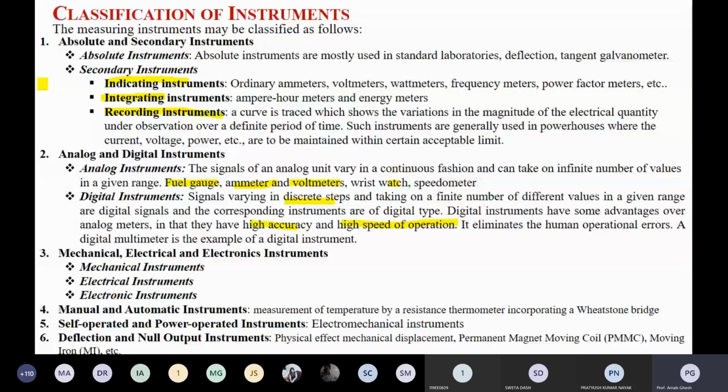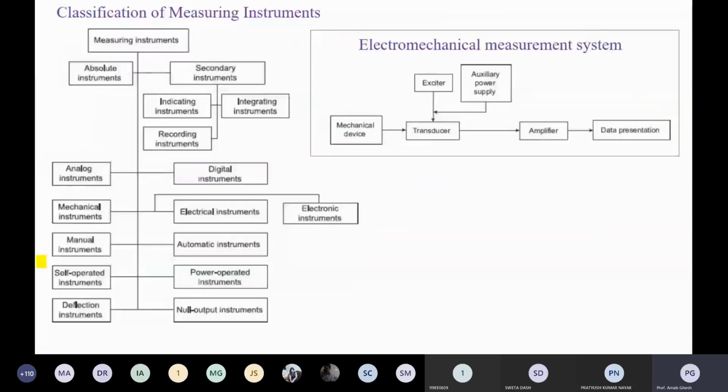So in the next slide, you can see the basic classifications. Okay, so it is the classification of measuring instruments. Presently you can observe the measuring instrument. The first one is absolute measurement. Then another is secondary measurement. Absolute measurement uses basic standard instruments. You use that absolute instrument as a calibrator for the secondary instrument. Again, the secondary instrument is segregated into 3 types: indicating, integrating, and recording.